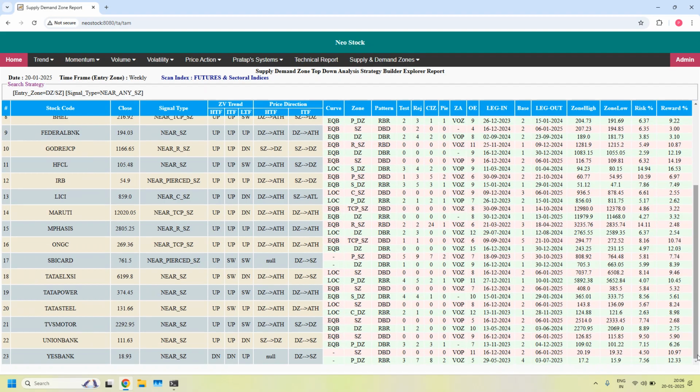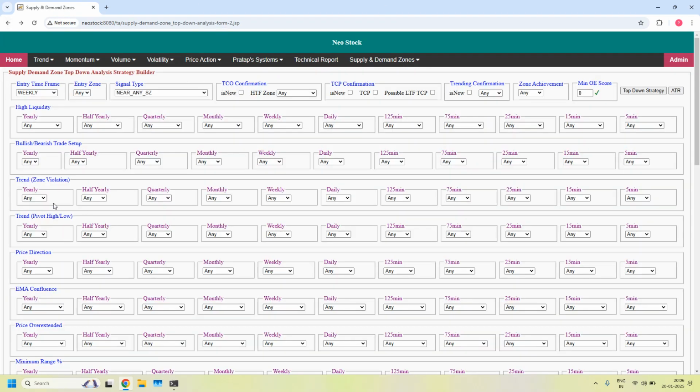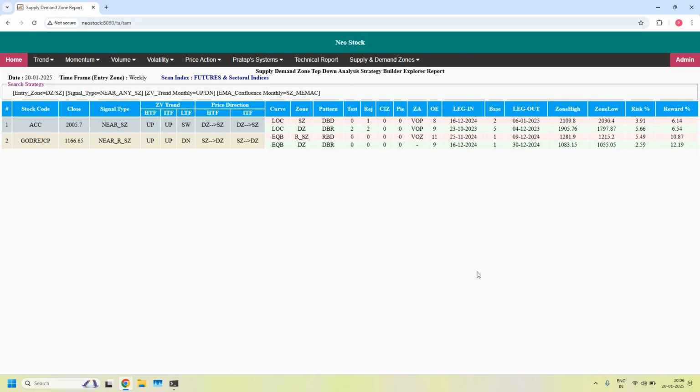Because the list is big, if you want to reduce it further, you can reduce based on the EMA confluence. Simple. You can add the filter in the EMA confluence at monthly time frame, monthly supply zone having monthly EMA confluence, and the trend at monthly time frame should not be sideways. Now let's filter. We got 2 stocks. This is how you can identify high probability supply zones on monthly time frame based on monthly EMA confluence.